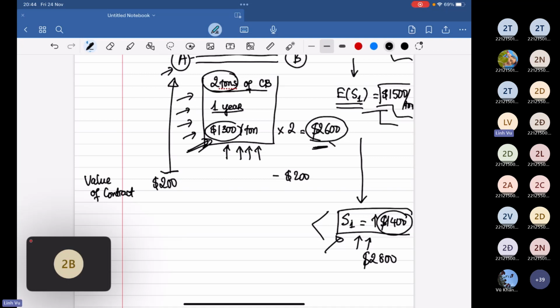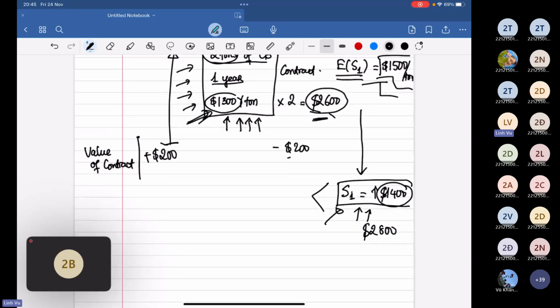And this is what we call the value of the contract to each party. Okay, so here is the contract. The contract will have a value to party A, which is plus $200, and the contract will have a value to party B, which is minus $200. Okay, and this is the first situation.